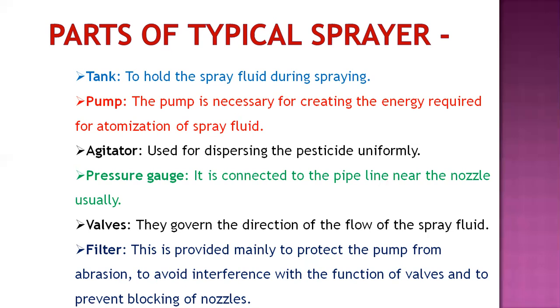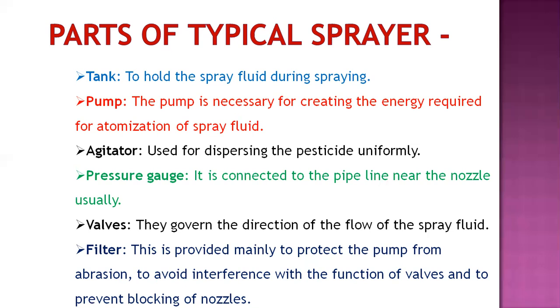Now the agitator, which is used for dispersing the pesticide uniformly. It is an arrangement to keep the liquid in the tank in constant motion, to prevent solid matter from settling down at the bottom. That is when the agitator is used. Now the next one, the pressure gauge. This pressure gauge records pressure at various points such as the tank, and also the discharge points where it is connected to the pipeline, usually near the nozzle. This is the function of the pressure gauge.